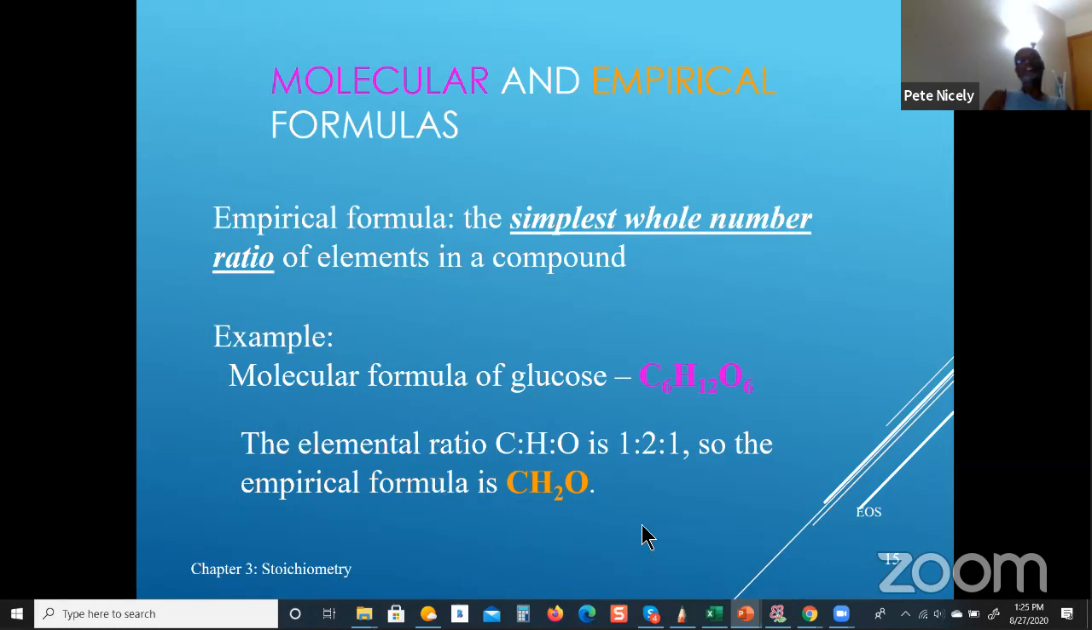Another thing you need to realize is that to get from the empirical formula to the molecular formula, you have to multiply the empirical formula by some integer, right? And we're going to learn later on how we get that integer so that we can do that conversion from the empirical formula to the molecular formula.